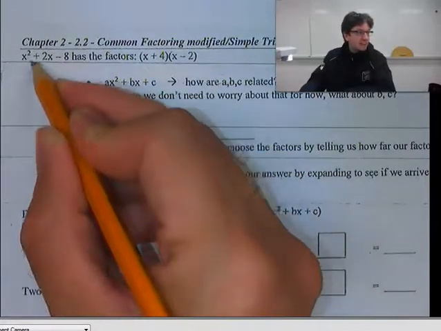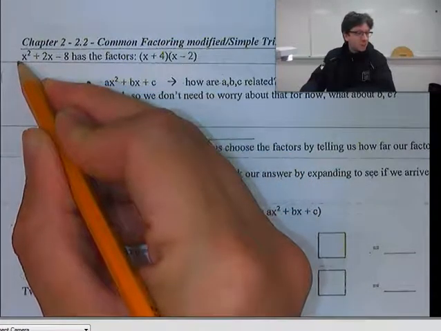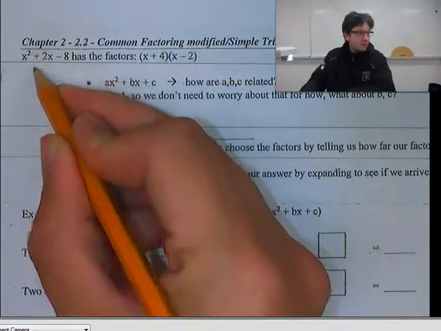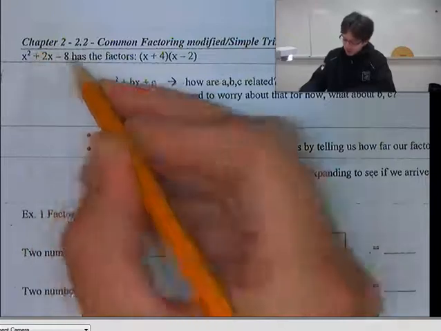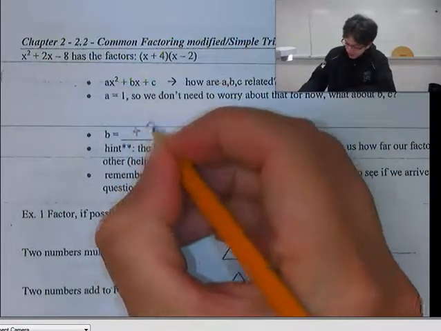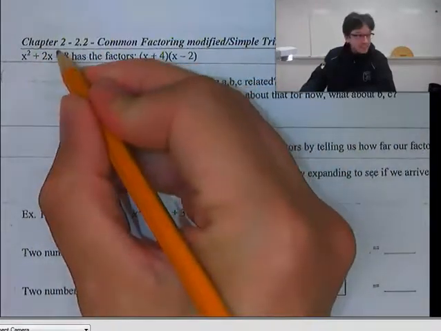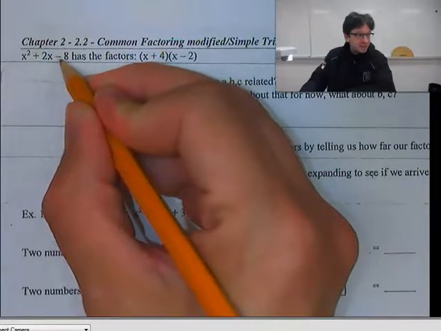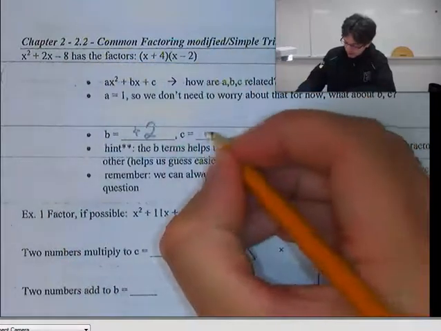Like in this example here, that would be 1x squared. And then the value of b is a positive 2. It's that entire coefficient, so positive 2. And the value of c, again, is negative 8. It's the entire coefficient. That negative needs to be with it. So negative 8.